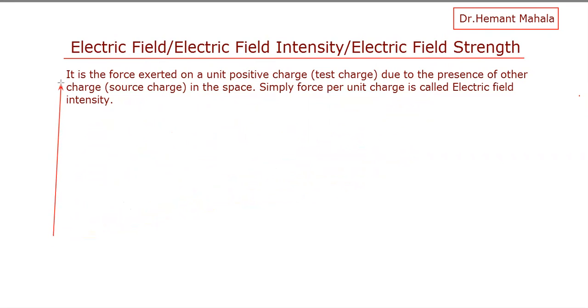as per the definition, it is the force exerted on a unit positive charge, which is a test charge, due to the presence of other charge, meaning source charge, in the space. Let us draw these two charges for better understanding. One is the source charge, it is Q. The circle is the source charge, it is Q. Definitely it will exert some force in its vicinity, in its surrounding, everywhere.